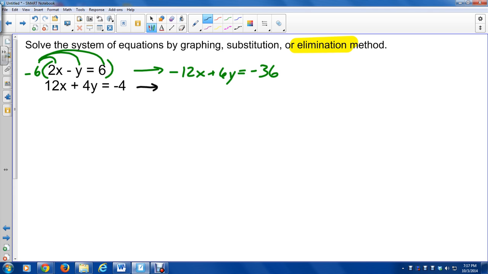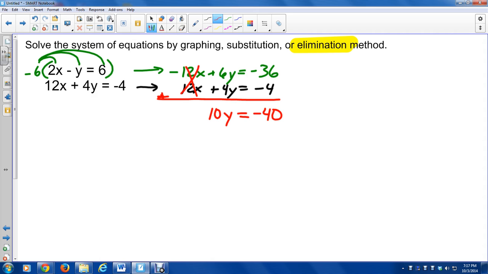Second equation, I'm going to rewrite exactly as it is. Remember, I wanted the x's to cancel, so I have to keep that a positive 12x, because now I have a negative 12x for the first one. Plus 4y equals negative 4. And I literally add the two equations. Negative 12x plus 12x cancels out. 6y plus 4y giving me a 10y. Negative 36 plus negative 4 giving me a negative 40.